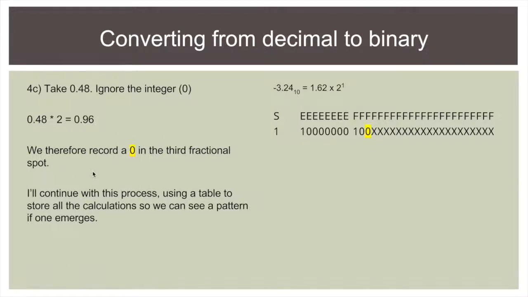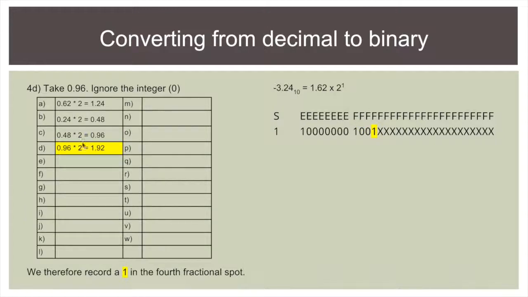I'm going to keep doing this process in a table form, okay, like this, so it's a lot easier to see. So take 0.96, ignore the integer. So this one is above 1, so I write 1. Take the answer, 0.92 times 2 is 1.84, that's above 1, I write 1. 0.84 times 2 is 1.68, that's above 1, I write 1. 0.68 times 2 is 1.36, it's above 1, so I add 1. And so on as we go.